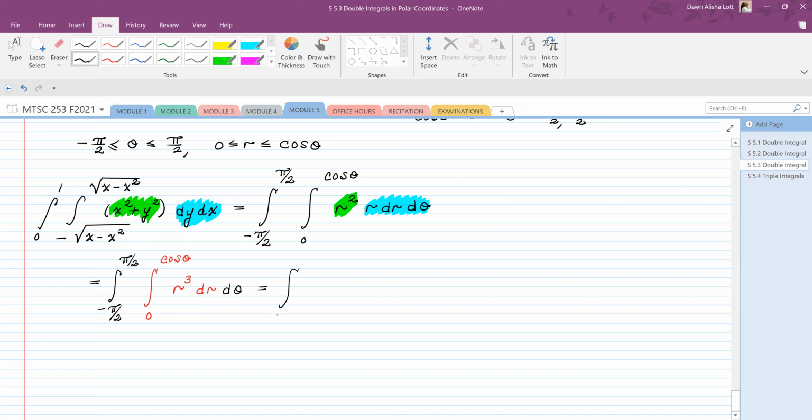So that's the integral from minus pi over 2 to pi over 2. I'm going to integrate that and get 1/4 r to the 4th, evaluated between 0 and cosine theta, d theta. So that becomes 1/4 the integral from minus pi over 2 to pi over 2 of cosine to the 4th of theta d theta.